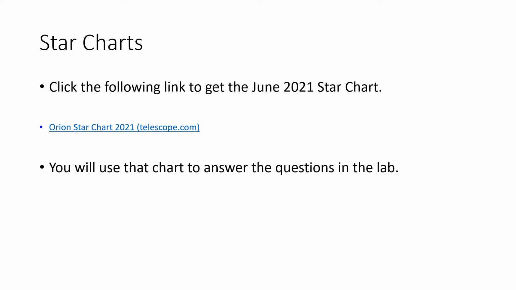So click this link below here to get the June 2021 star chart. There's also one for July that I've got a link to, but we're going to work on that one in a minute. So you're going to download that chart. It's just a PDF file that you can have open in your browser and answer questions coming up in the lab. But I'm going to explain it to you next.